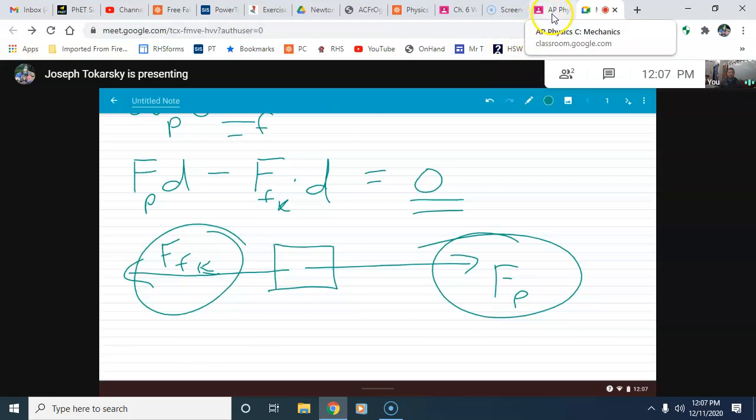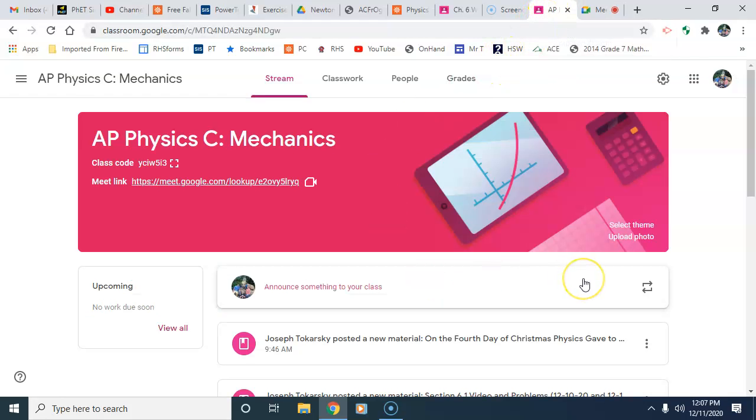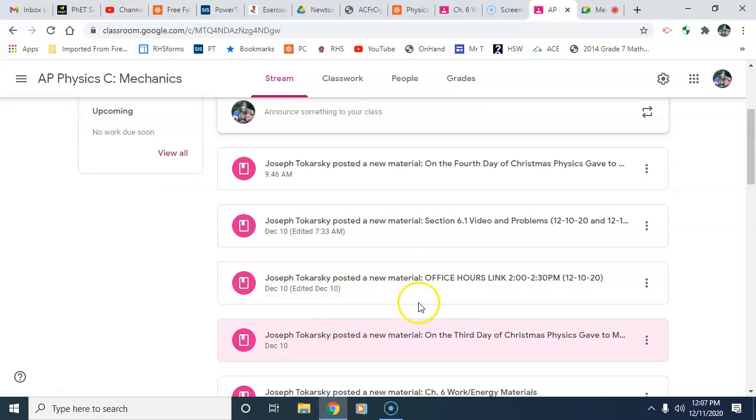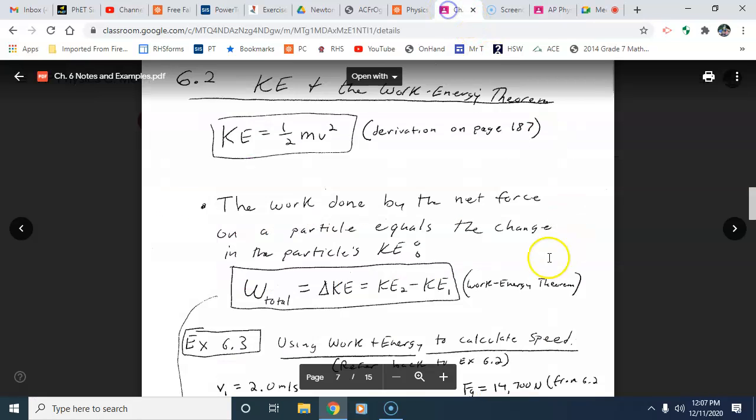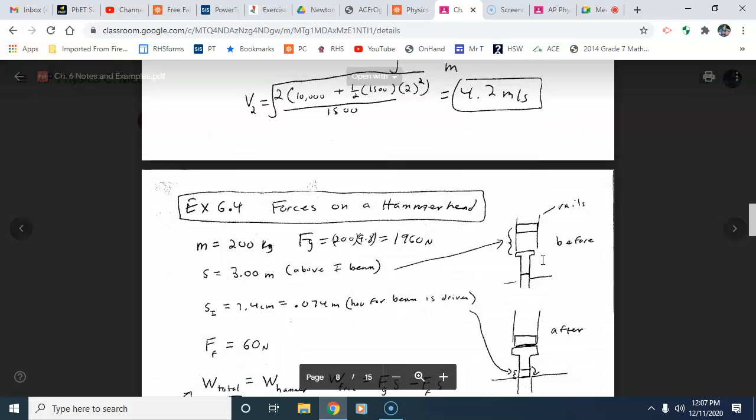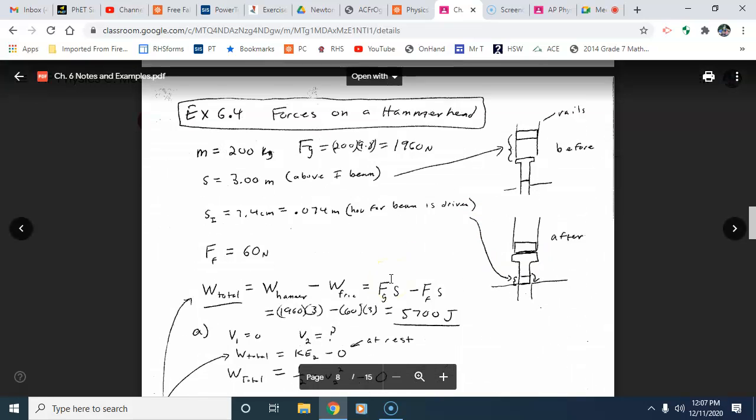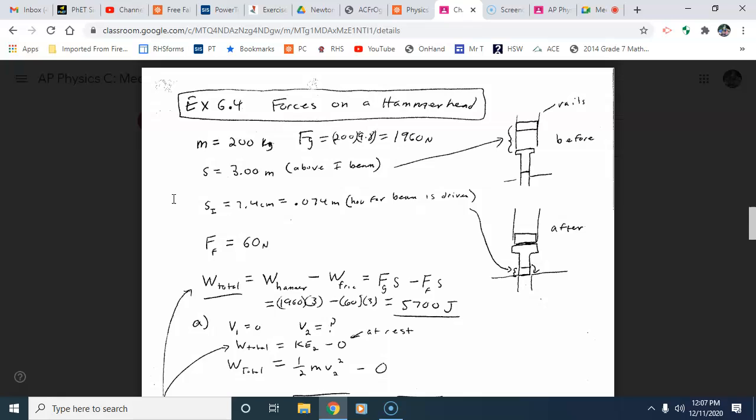So flipping back to the notes. There they are. Let's take a look at example 6.4. It says forces on a hammerhead. This is on page 180. Now there's a better diagram in the book than mine, so please look at that and we'll refer to my simpler one to get a good idea what's going on. Look at the one in the book.